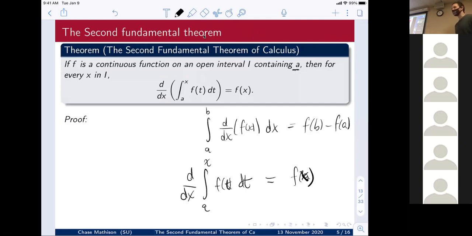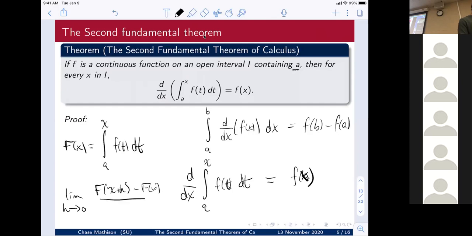All right, and then a proof, quote unquote, of the second fundamental theorem. Technically, we need to look at the limit. If I define capital F of x to be this integral from a to x of f of t dt, well, technically, to show that this is a differentiable function of x, we need to show that the limit as h approaches 0 of F of x plus h minus F of x divided by h exists. That's not too hard to do.